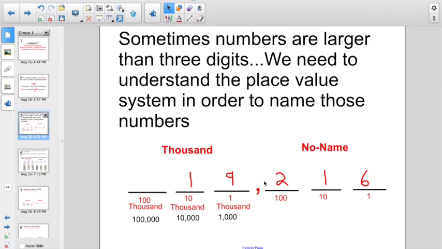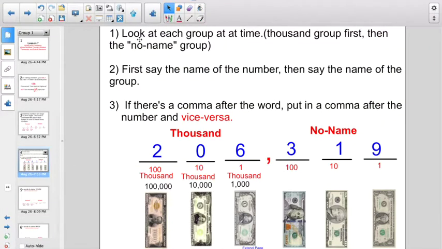So if I was going to pronounce this number, I'd start off reading the first 2 on the side of the comma, 19, then say the thousand group. So, 19,216. So the rule is always look at each group at a time. The thousand group first, then whatever's in the no-name group. First say the name of the number, then say the name of the group, if there is one. And the last little rule I put in is if there's a comma after the number, put in a comma after the word, and vice versa.